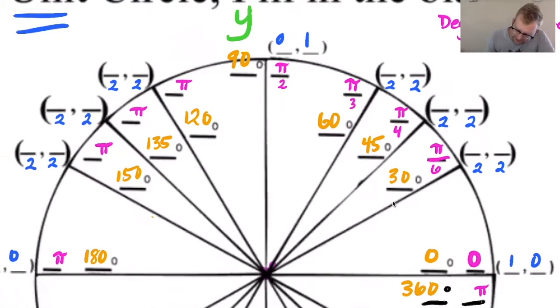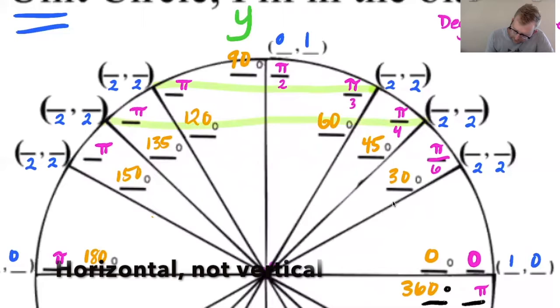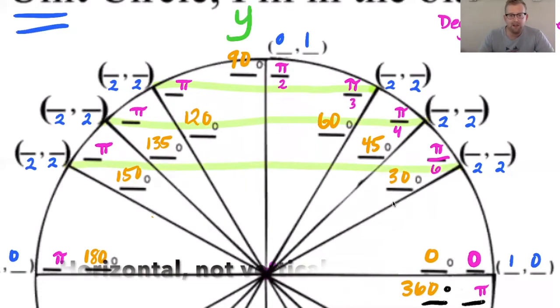Not jumping ahead too fast, but if we move only to quadrant 2, what I'm going to do is highlight this vertical distance between these line segments. The reason I do that is because if they're connected by this green highlighted segment, then they will have the same denominator. So here at the 120 degrees, we'll have a denominator of 3, this will have a denominator of 4, and this will have a denominator of 6.